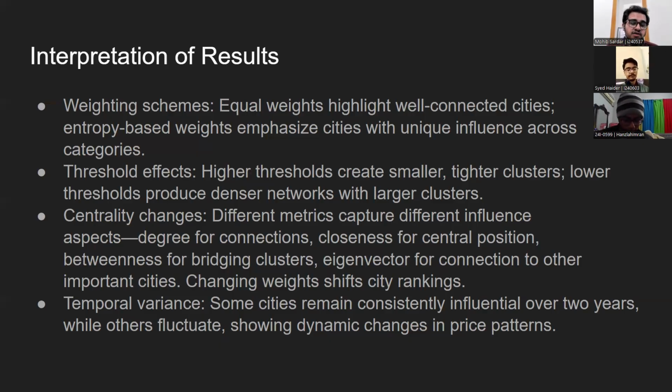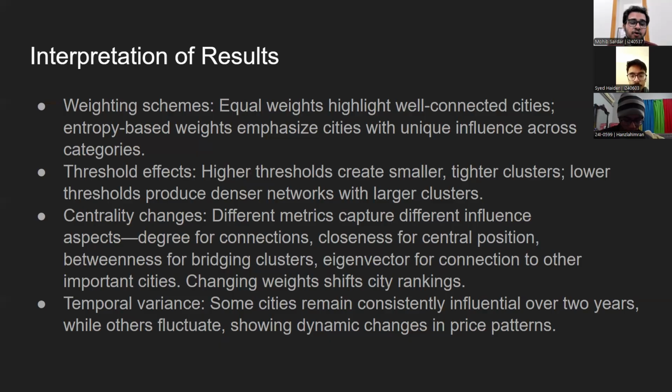Then we also have the centrality changes. As we saw in the previous graphs, different centralities result in different cities being shown because they work off different measures or metrics. For instance, degree works on connections, closeness works on central position, and betweenness works on bridging clusters, etc. Changing weights shifts city rankings.